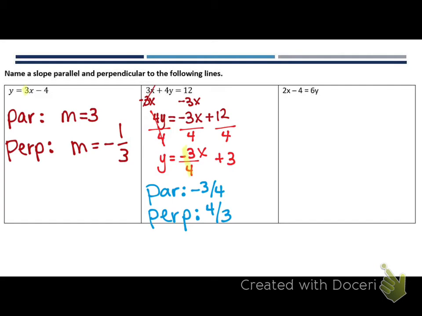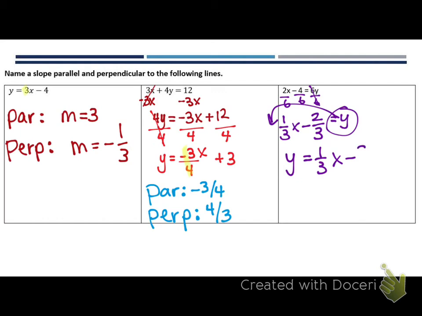The last one, what is the only thing you need to do to get y by itself? Divide by 6. Divide each of them by 6. What is 2x over 6 reduced to? 1/3 x. And then minus 4 over 6 reduces to? Yeah, -2/3. So if you don't like the way this looks, you can put y over here. But either way, what is the slope of the old line? 1/3, which would mean parallel to that is 1/3. And then perpendicular to that, -3. So we are going to flip to the next section.